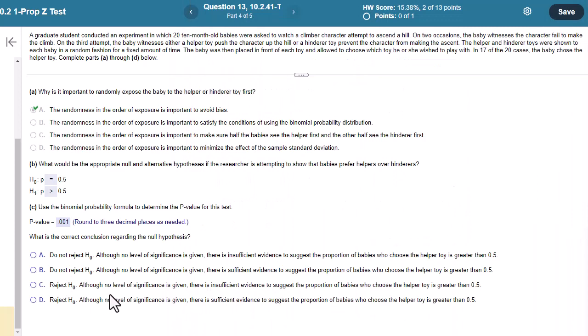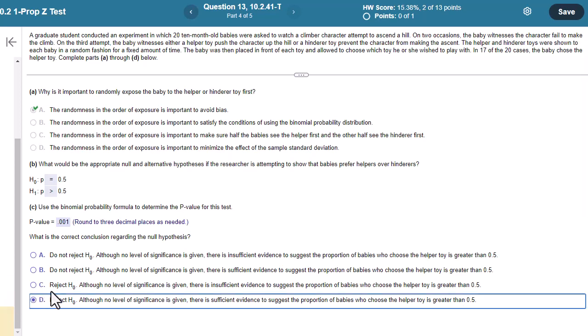So we're going to reject H0. There is evidence to suggest the proportion of babies who choose the helper toy is greater than 0.5. Hopefully that just makes sense at this level. 17 out of 20, that's definitely way more than half.